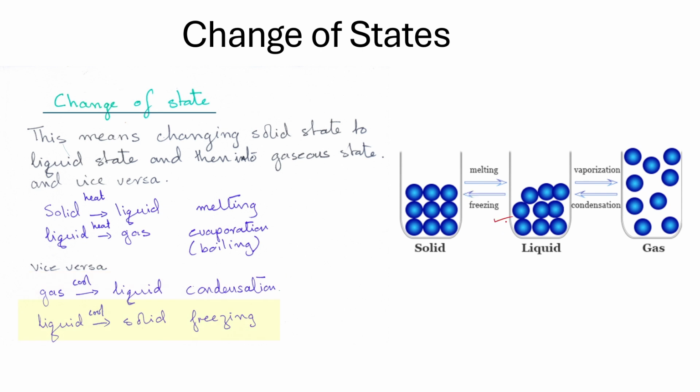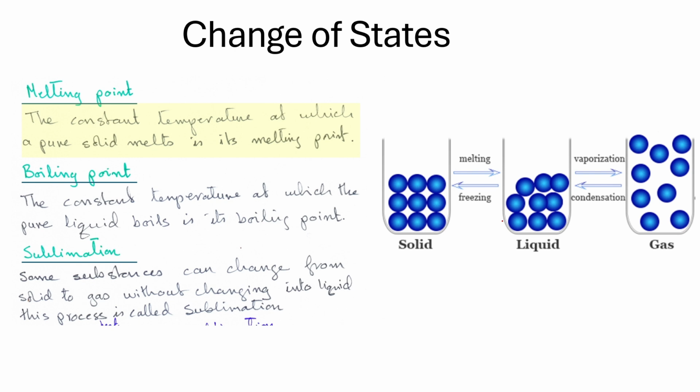Now, how do we define melting point? The constant temperature at which a pure solid melts is its melting point. Over here we have to consider that I am saying pure solid. Pure solid means that there is no impurity in it. Boiling point: the constant temperature at which the pure liquid boils is its boiling point. Again over here it's pure liquid.